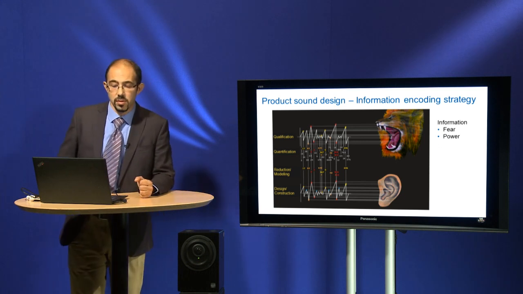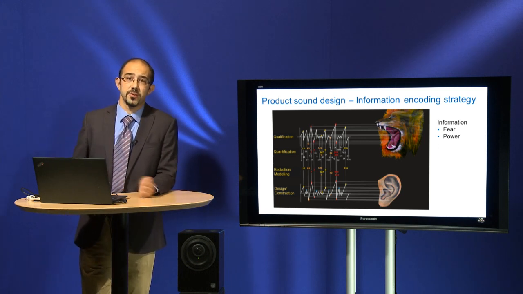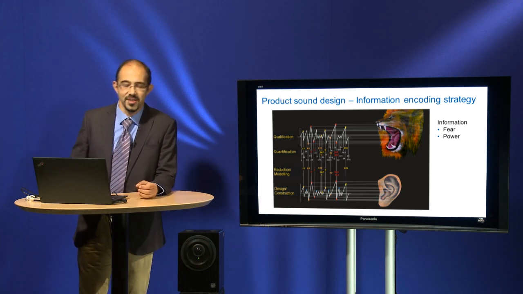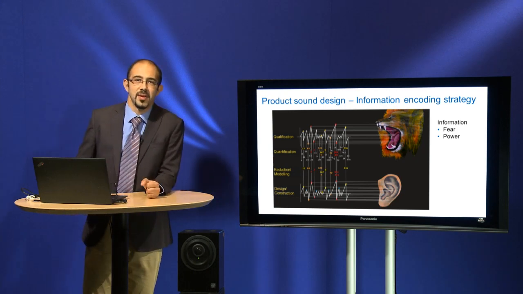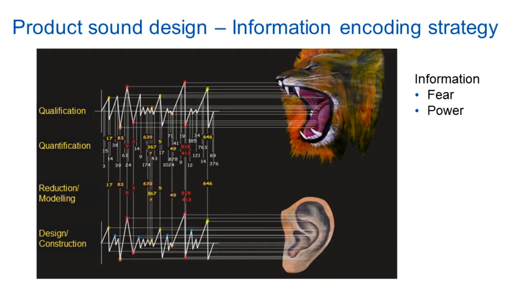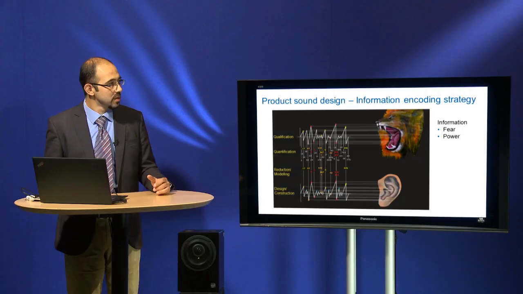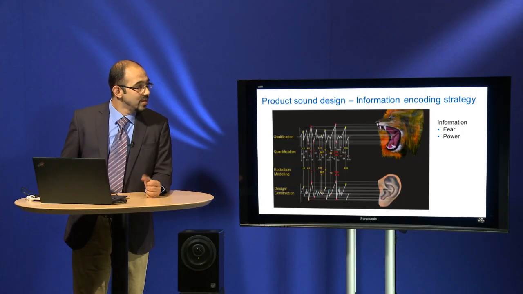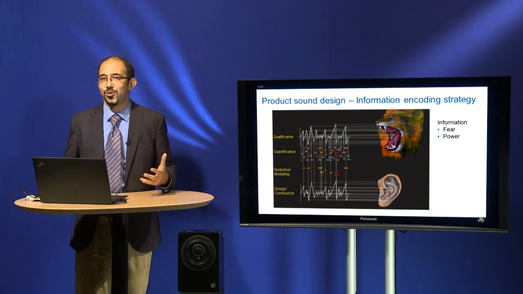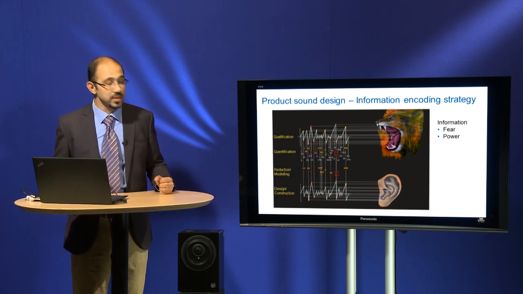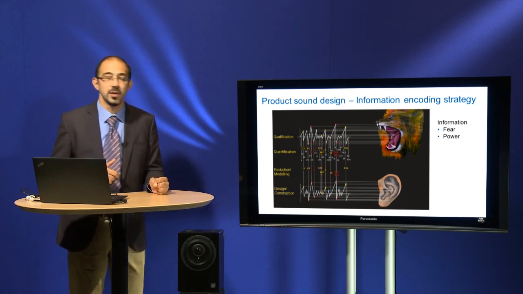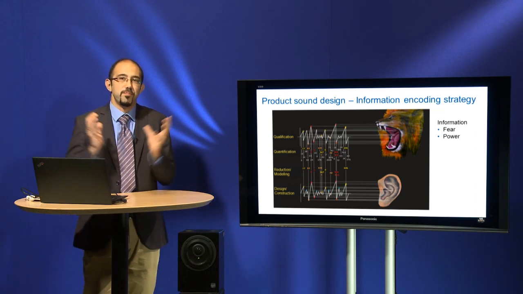If we talk about information encoding strategy, which is very important for the product sound design, in this slide, we see an example. For information encoding, we have different possibilities. One is a very good possibility, some evolutionary sounds we can use, because most of the evolutionary sounds deliver us typical informations. If we think about a lion roar, we know that if we hear this lion roar, all of us worry about it. Fear is an important information, but at the same time, we hear the power.